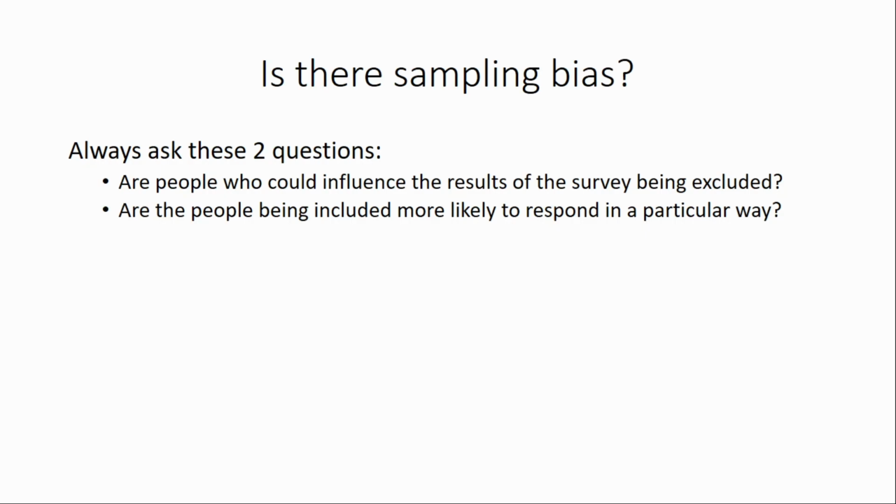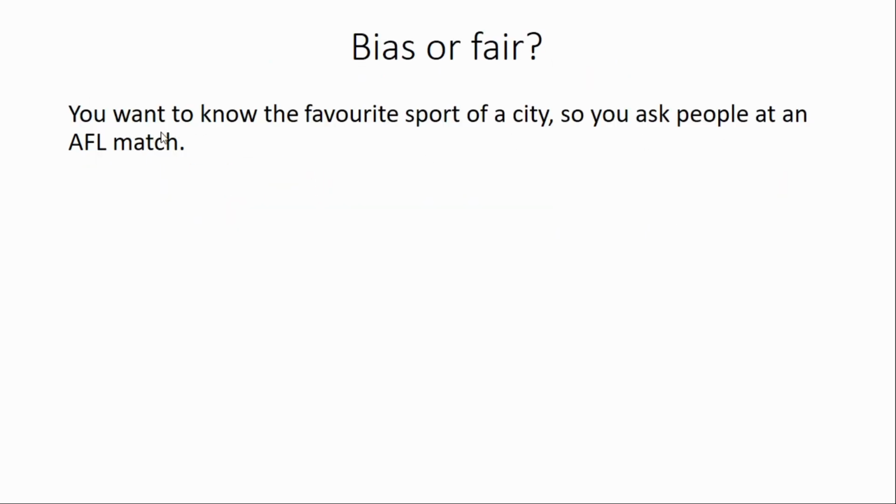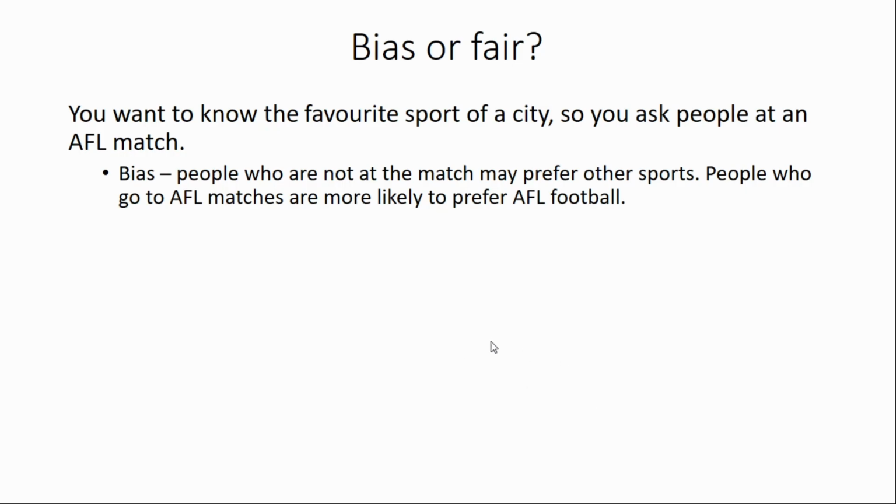All right, let's have a go at putting this into practice. So we want to find out the favorite sport of a city. So you ask people at an AFL match. And the question here is this sample biased or fair? If you thought biased, you would be correct in this case. This is because people that go to an AFL match are more likely to say they like AFL better. So people who are not at the match may prefer other sports. So this particular sample is not necessarily very reflective of the city as a whole. So hopefully you guys can start to see what sampling bias is.